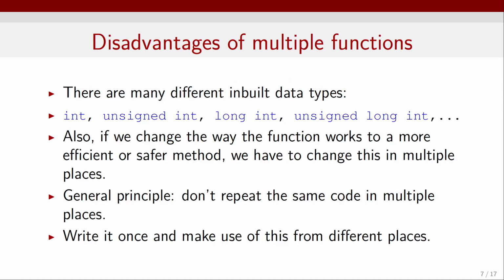Now, there are some disadvantages of multiple functions. First of all, there are many inbuilt data types, like integers, unsigned integers, long integers, unsigned long integers, and so on. Also, if we change the way the function works to a more efficient or a safer method, we have to go back and change this in multiple places. So this is hard to maintain. A general principle is do not repeat the same code in multiple places, because sooner or later this will lead to different versions of the code and conflicts. And of course, it's very hard to maintain. A better practice is to write the code once and make use of this from different places.